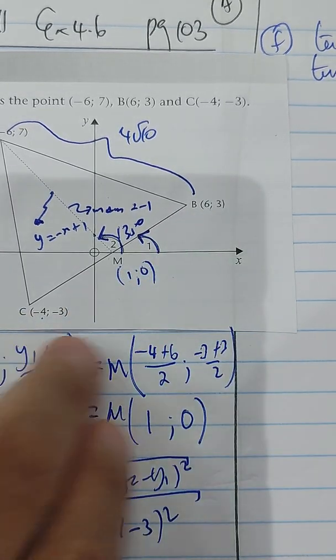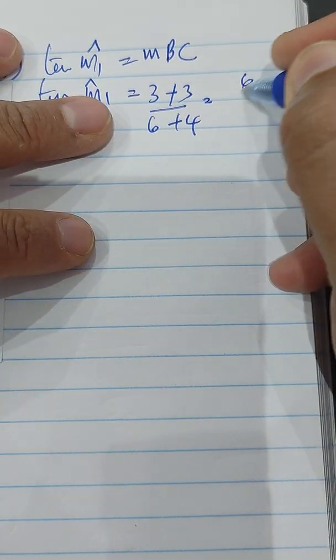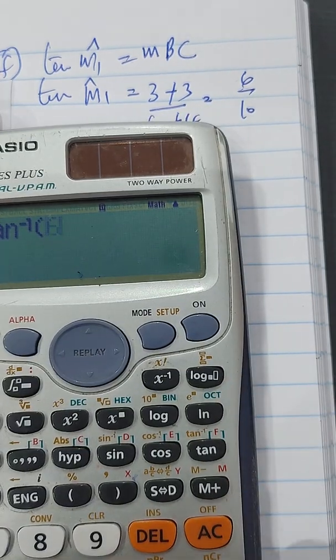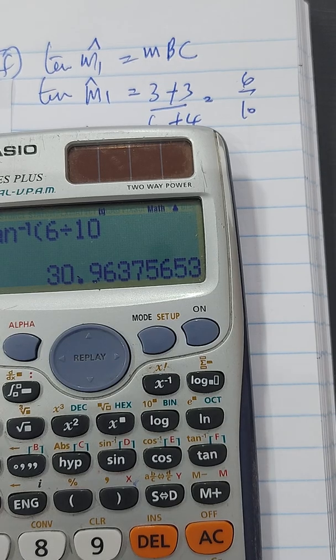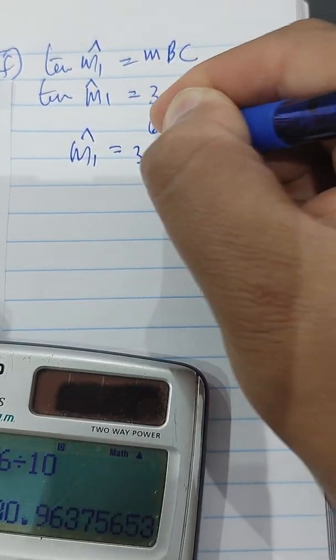So it's going to be 3 minus 3 over 6 minus 4. Okay? Which gives us 6 over 10, which is 4 over 3. But we don't need to simplify that because we're going to punch it in the calculator anyway. Arctan of 6 over 10 gives us 30.96. It says correct to the nearest whole number, so it's 31 degrees.